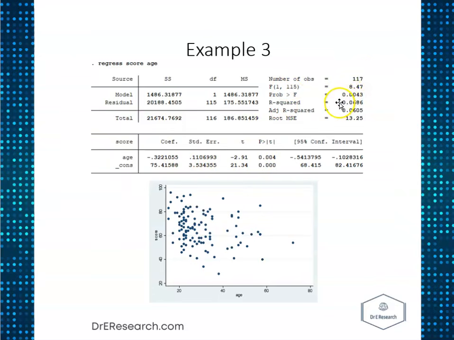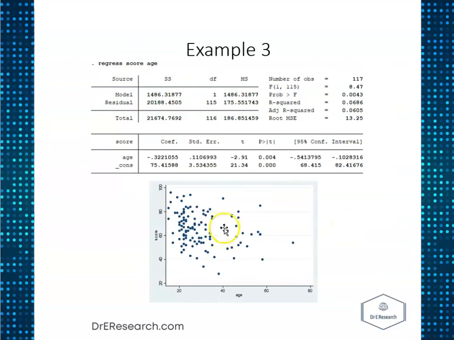Okay. Up here, my r squared, almost 0.07, that's not a lot, but it means almost 7% of the variability in this score can be predicted or explained by age, or by the regression line. So there's a little bit of prediction happening.